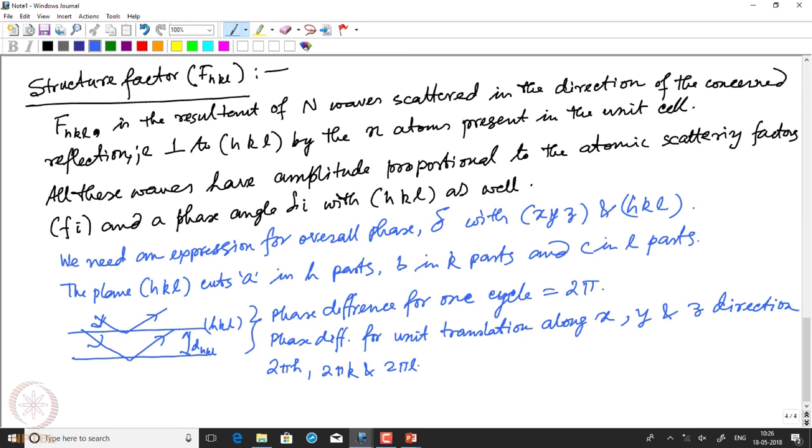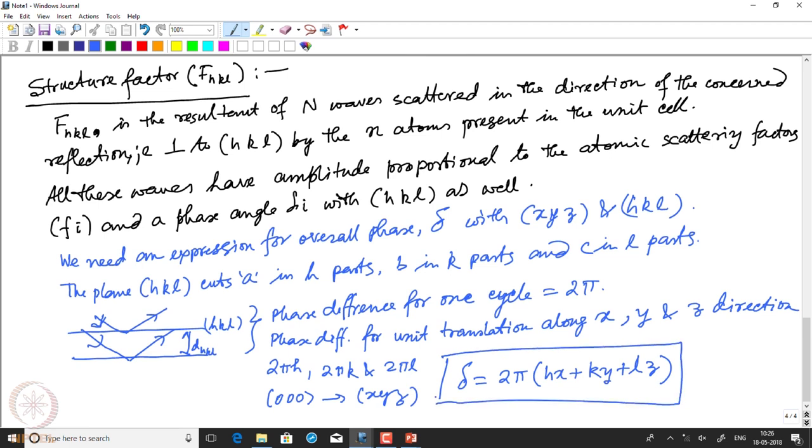So, the phase difference between two points 0, 0, 0 and x, y, z is nothing but delta, which is equal to 2 pi (hx plus ky plus lz). This is the expression of phase difference between the sets of reflections from a set of parallel planes with indices h, k and l.